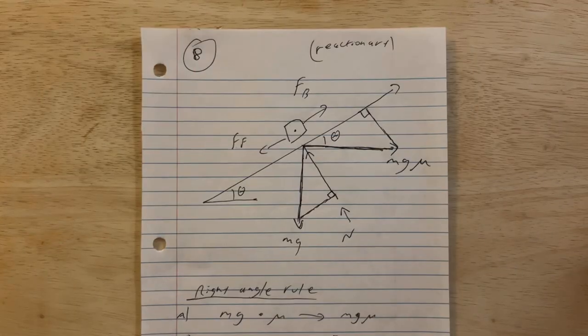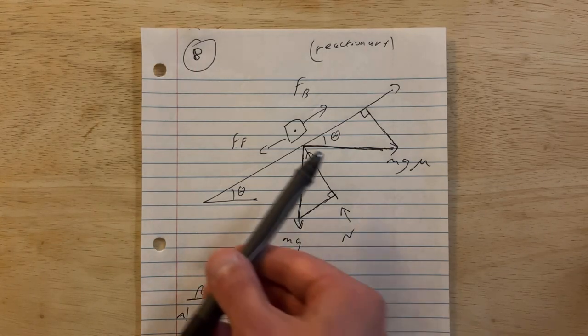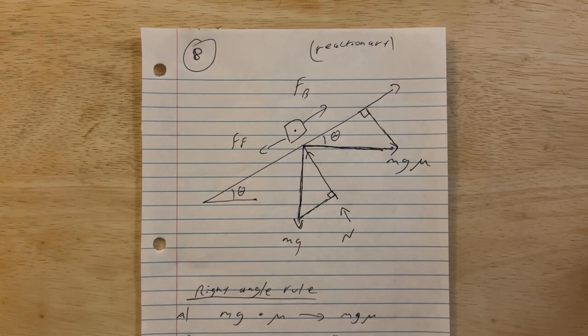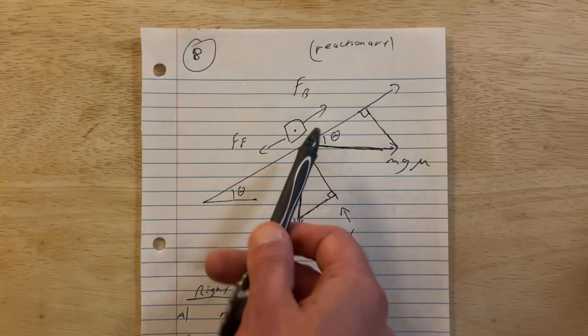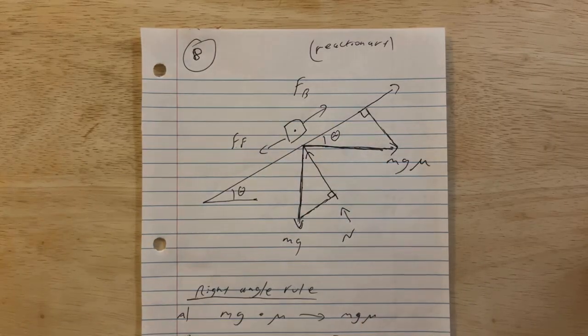Next page. I guess that previous page wasn't too redundant because it was a good idea to cover the backward force again. Here's our box right here. It wants to slide down. This is our forward force being opposed by the backward force, which is friction. And again, backward force is just reactionary.